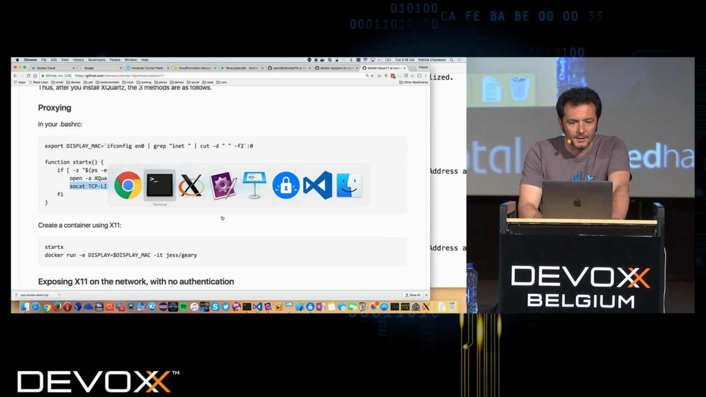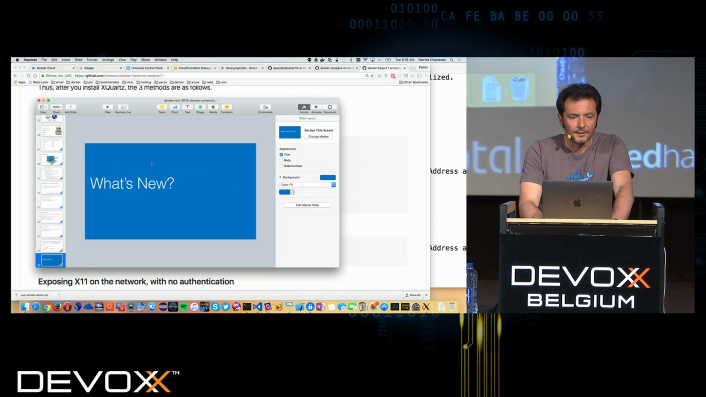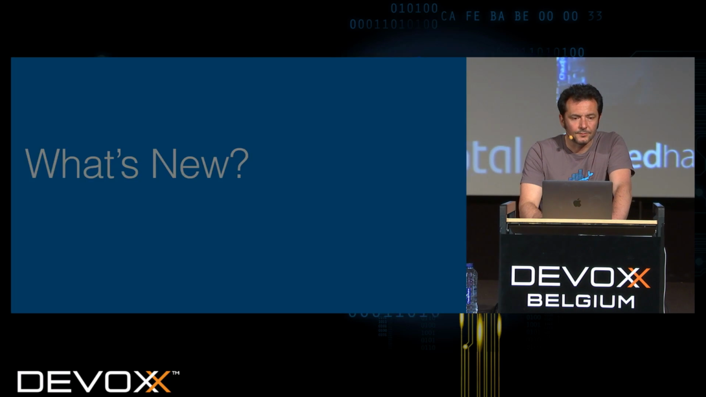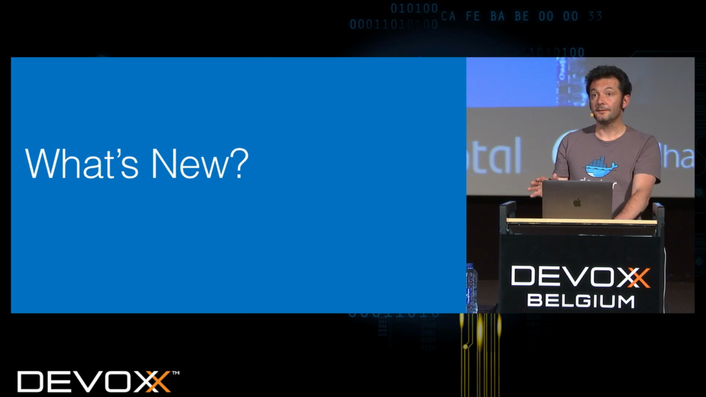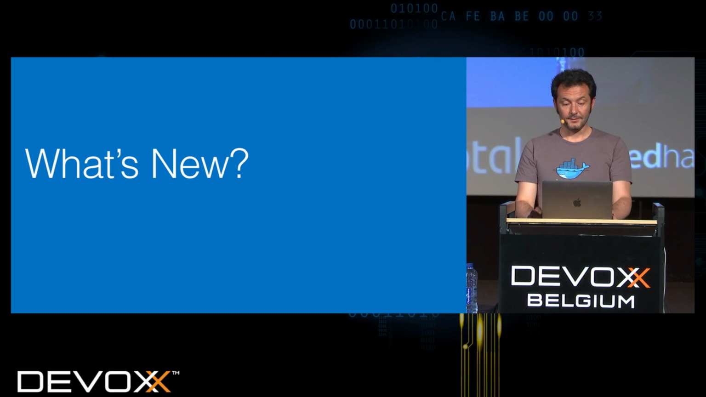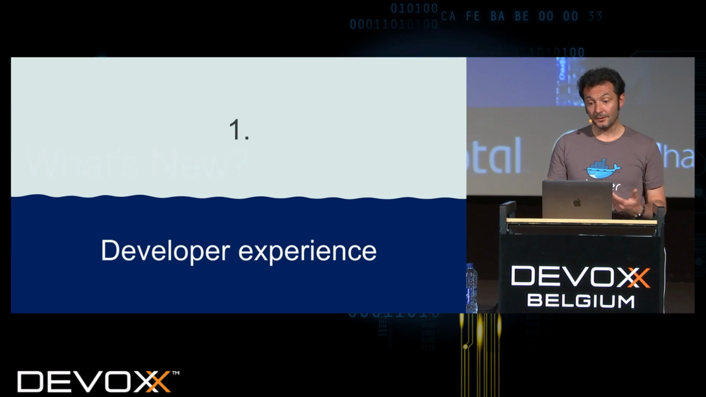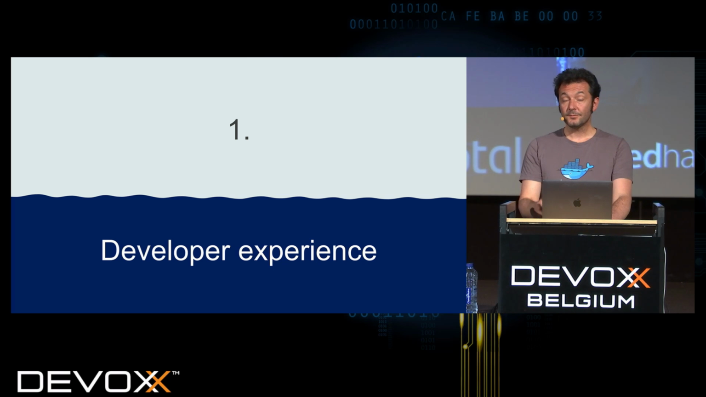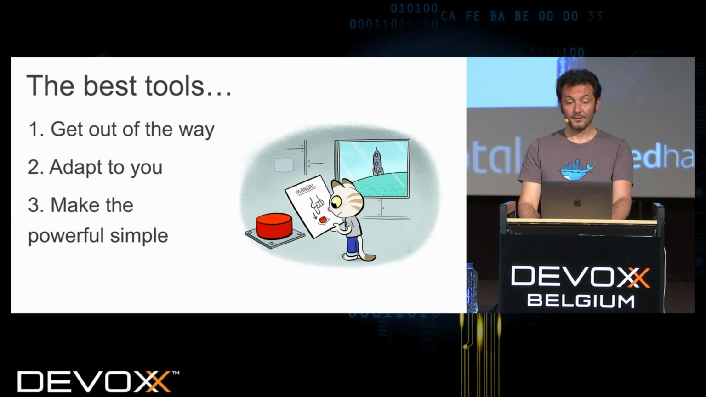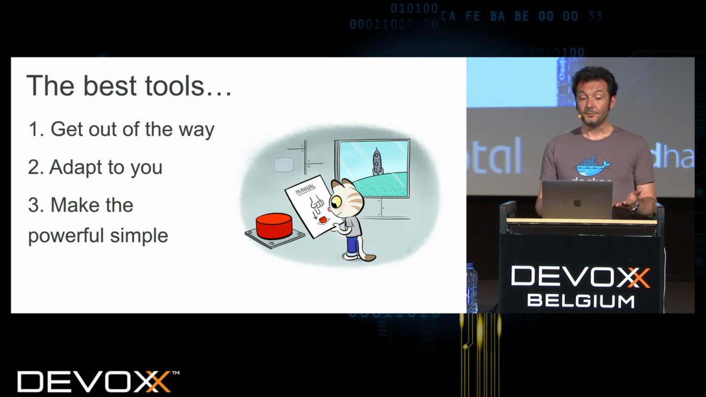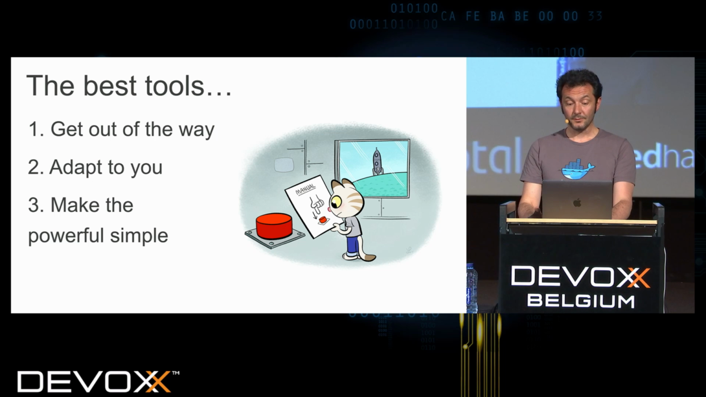So that's one of the things I wanted to talk about. The first part is how to use Docker in development. Then the second part, I wanted to tell you about what's new in Docker, all the stuff that we announced in the past 6 months. So there's been lots of news. In terms of developer experience, we think the best tools get out of the way and adapt to you and make the powerful simple.